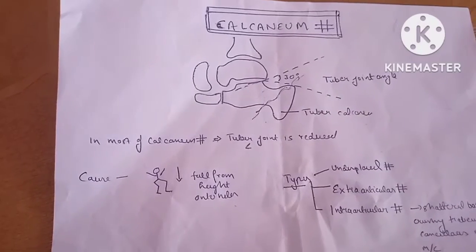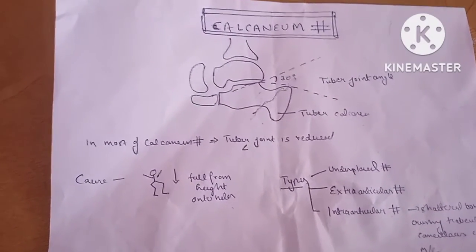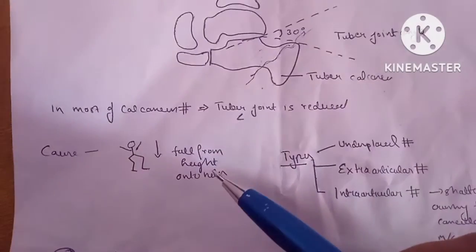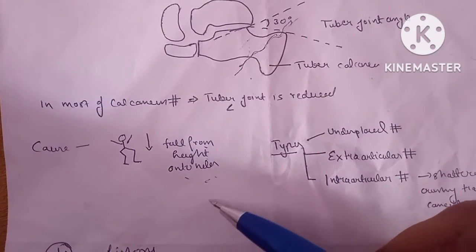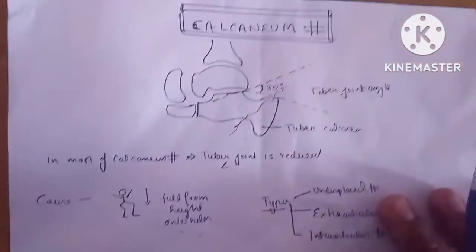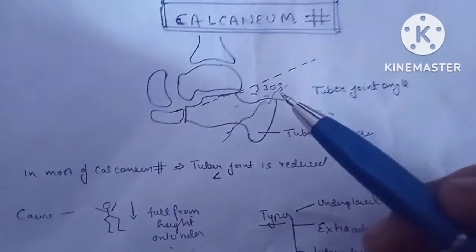Hello everyone. In this video we are going to talk about calcaneum fracture, a fracture that occurs when the patient or the person falls from a height onto the heels. It is also common among robbers jumping from the roofs. So let's understand some of the anatomy.